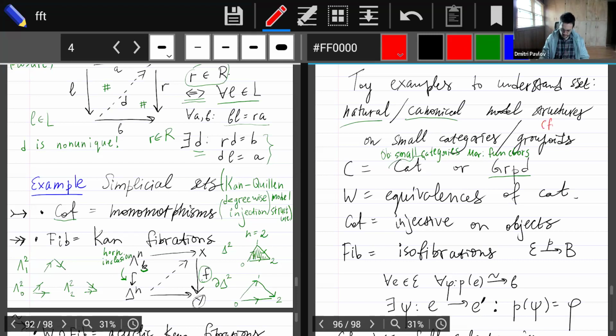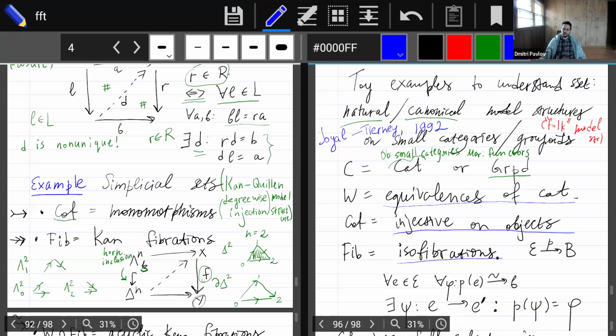Maybe I should still mention it. And let me put it in quotes because it's not really a folk. The first exposition is due to Joyal and Tierney, from 1992. In this model structure, all three classes are very easy to describe. Weak equivalences will be just equivalences of categories. Cofibrations will be functors that are injective on objects. And fibrations will be certain functors known as isofibrations.